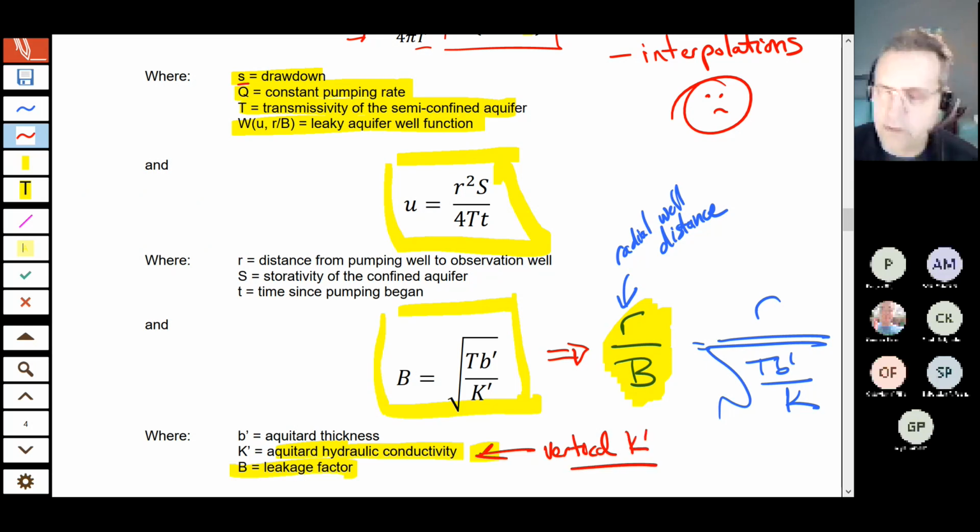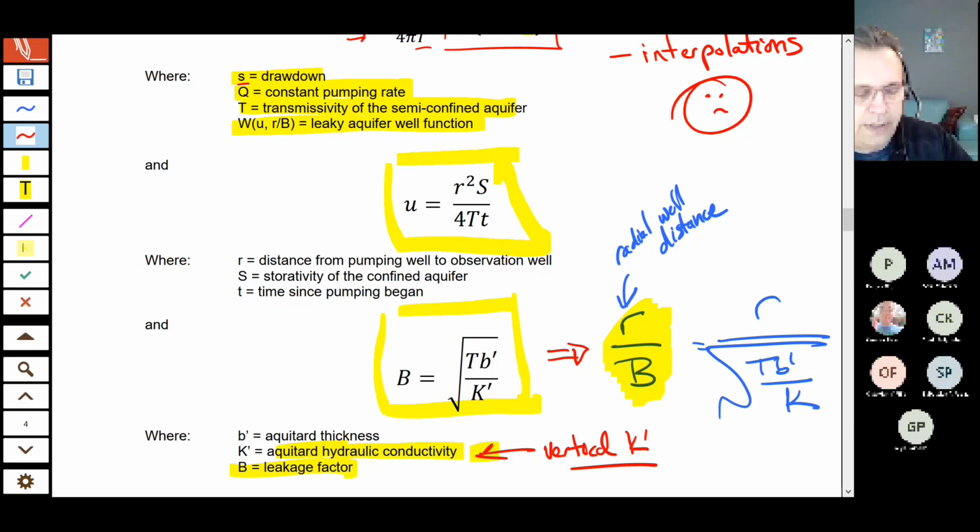Right? Or the vertical K prime, because we're looking at the water migrating through the aquitard to the semi-confined aquifer below. So we don't have to worry about anisotropy if there is a difference in conductivity laterally. Okay, so again, it's vertical conductivity. It may not be specified. In fact, it won't be specified, but that is the overall arching case.